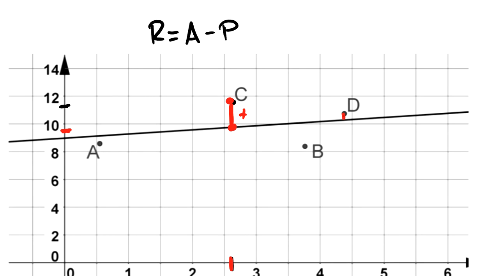This one also has a positive residual. It turns out any data point that's above the line is going to have a positive residual. This one has a very small negative residual, and this has a negative residual. It looks like in terms of absolute value, A and D have smaller residuals, B and C have larger residuals.